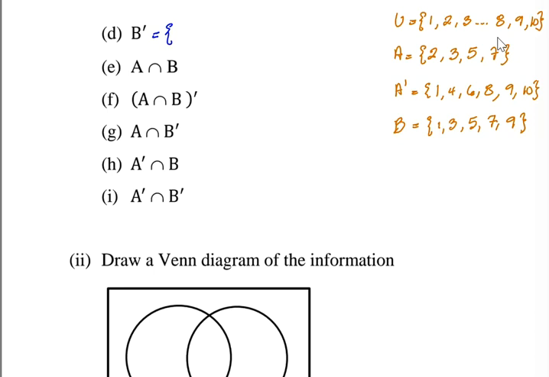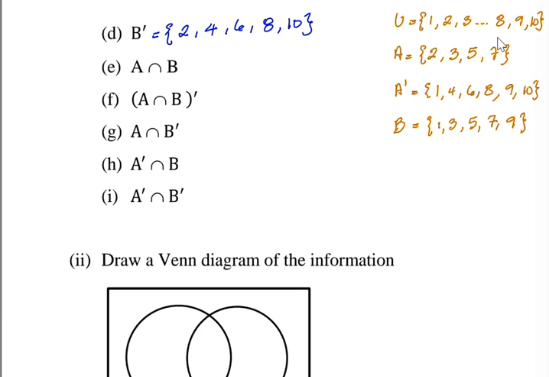So B is the set of odd numbers, so B complement would be the set of even numbers. That would be 2, 4, 6, 8, and 10. B complement is the set of all elements in the universal set which are not elements of the set B. Since the elements in set B are odd numbers, the elements of B complement would be elements which are not odd numbers, and those would be the even numbers.